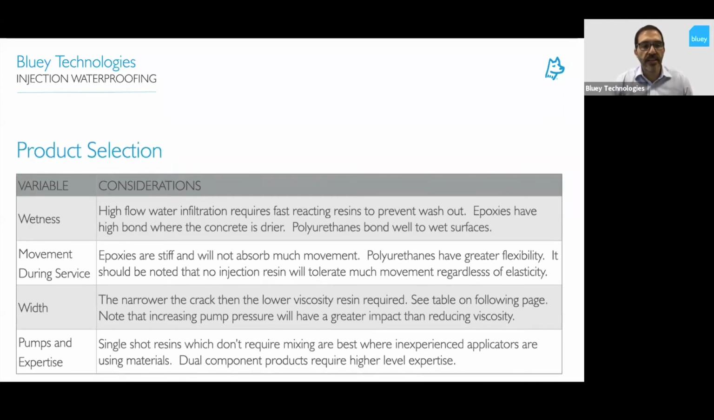So just summarizing again, the things we would look for. We would look on the left-hand side there to these questions of how wet is the crack that we're trying to seal? How much movement does it have? What is the width? And what are the pumps and expertise available? And then from that, we'll then select a resin based on the criteria that we've just listed out there.